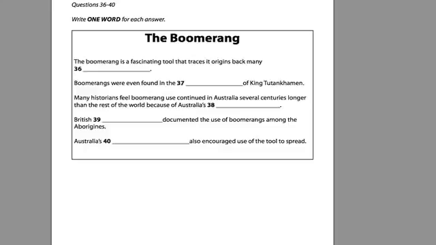Okay, so these are one-word answers only, so this could be centuries, could be something for a period of time. Boomerangs were even found in the King Tutankhamun. This is going to be a noun. It has some relation to Tutankhamun. Many historians feel the boomerang used continued in Australia several centuries longer than the rest of the world because of Australia's, something in Australia caused the boomerang to be used longer.